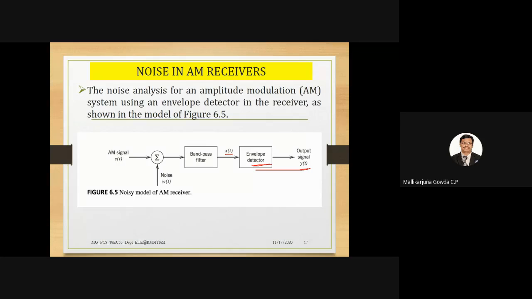So let us try to find out now what is x(t), then what is the channel signal to noise ratio, then y(t), then what is the output SNR, and then what is the expression for the figure of merit.